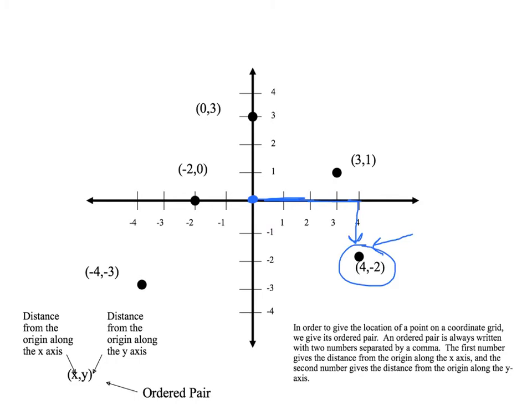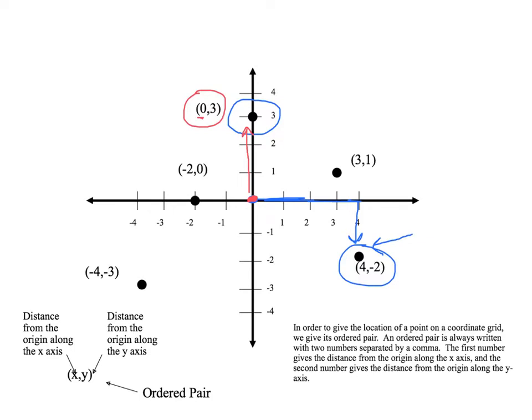This particular point right here, the point 0, 3, is given in the same way. Once again, I'm going to start at the origin. But in order to get to that point, I don't have to go left or right along the x-axis. So the very first number is just 0. But then I do have to travel upwards 3. So that particular point is at the ordered pair 0, 3.